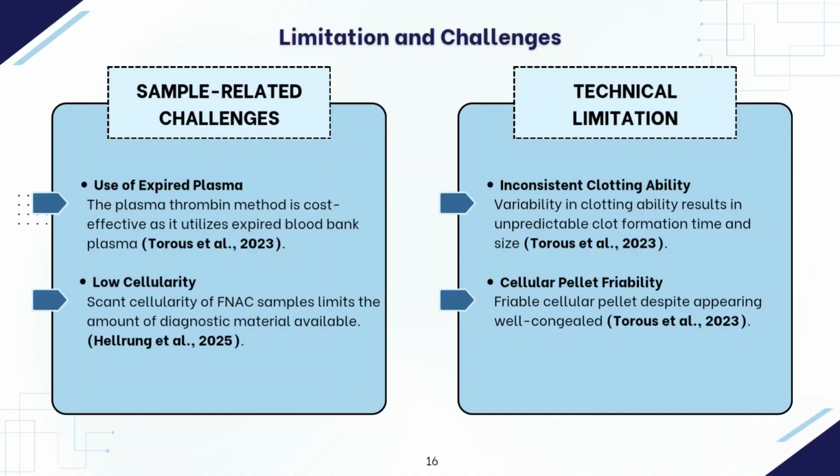One major technical issue is variability in clotting ability. Differences in plasma quality and thrombin activity can lead to unpredictable clot formation time and inconsistent clot size. This makes it difficult to standardize the technique between different laboratories. Furthermore, the cellular pellet may appear well congealed on gross examination but can remain friable. Because of this fragility, cell loss may occur during transfer, handling, or formalin fixation. This negatively affects cell preservation and the integrity of the cell block.